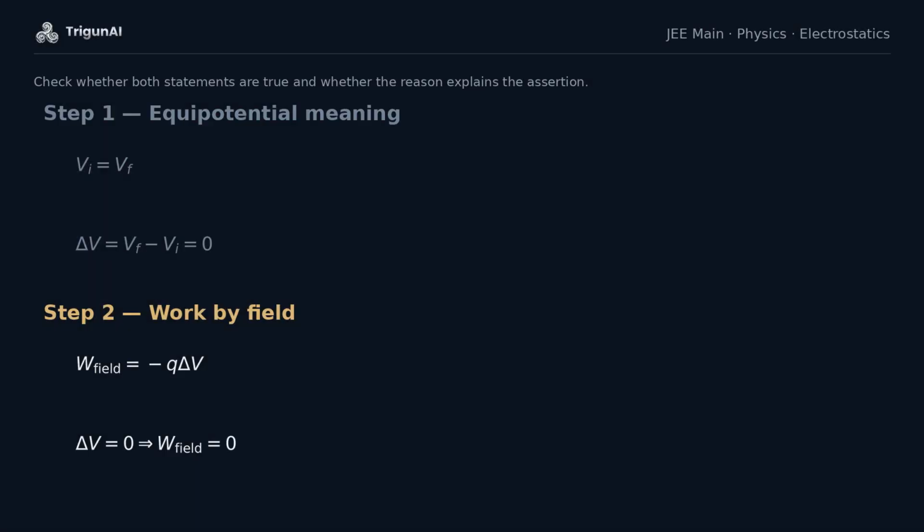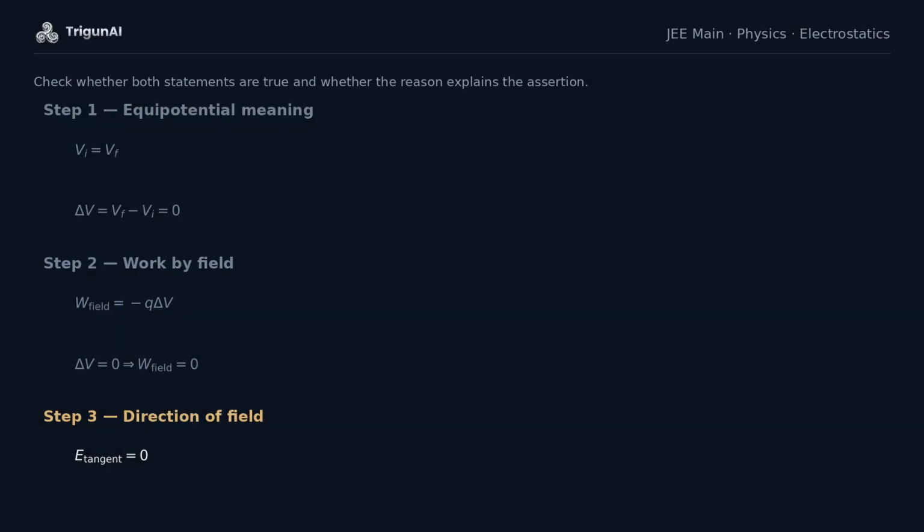The work done by the electric field depends on the potential difference between the initial and final points. Since that difference is zero, the work done is zero. If the electric field had any component along the surface, potential would change along the surface. But the surface is equipotential, so the field has no tangential component.